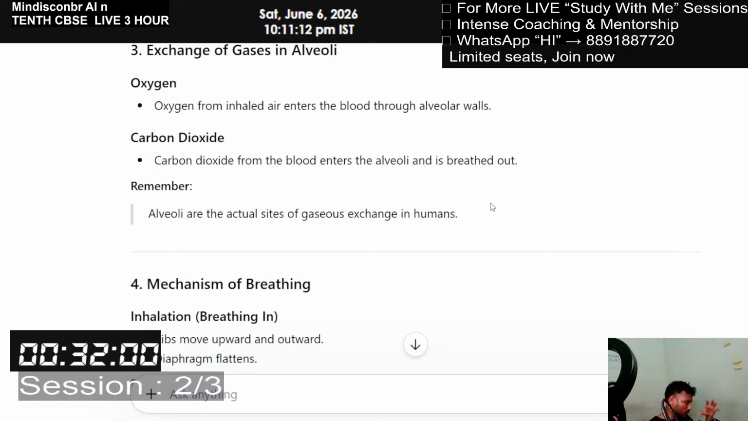First oxygen goes to the alveoli, and from the alveoli to the blood, and from the blood the oxygen goes to different cells and tissues, and from there respiration occurs, and as a result carbon dioxide is formed. That carbon dioxide will enter the blood, and from the blood to the alveoli, and is breathed out. Remember, alveoli are the actual sites of gaseous exchange in humans.